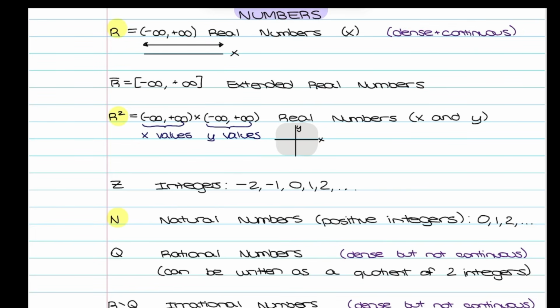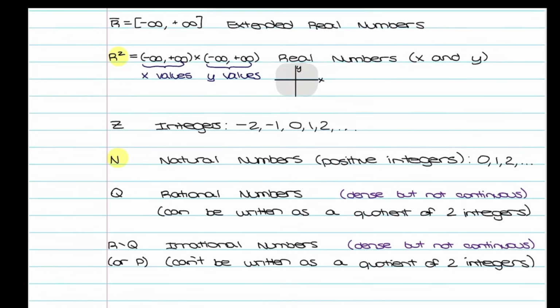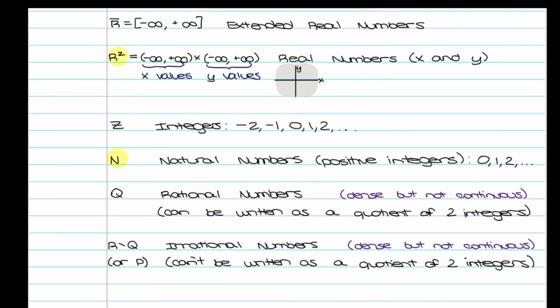So since they're dense, that still means that between any two rationals, you have at least one rational, and between any two irrationals, you have at least one irrational. But because they're not continuous, that means that you are going to have gaps in between them. So if you were to represent them on a number line, you wouldn't have everything connected like we had in this case. And we can also say that if we take any two real numbers, between them we're always going to have at least one rational and at least one irrational number.